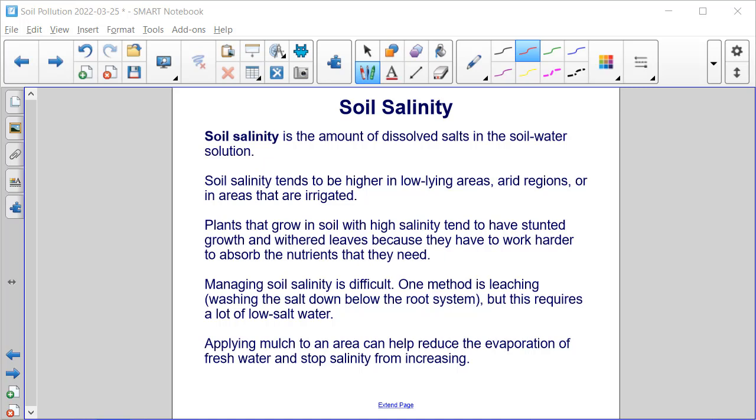Managing soil salinity is difficult. One method is leaching, washing the salt down below the root system, but this requires a lot of low salt water. Applying mulch to an area can help reduce the evaporation of fresh water and stop salinity from increasing.